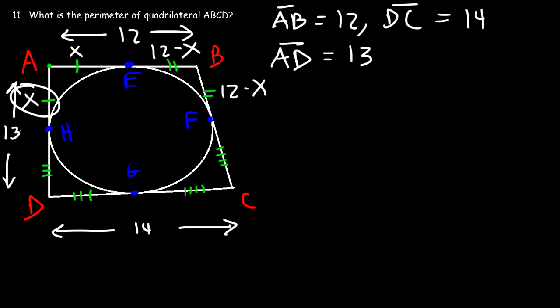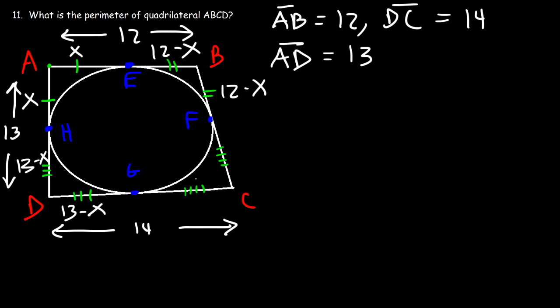Now, if AH is X, then HD is going to be the total length minus the other side X. So HD is going to be 13 minus X. And DG is the same. Since these two are the same, it's also 13 minus X.